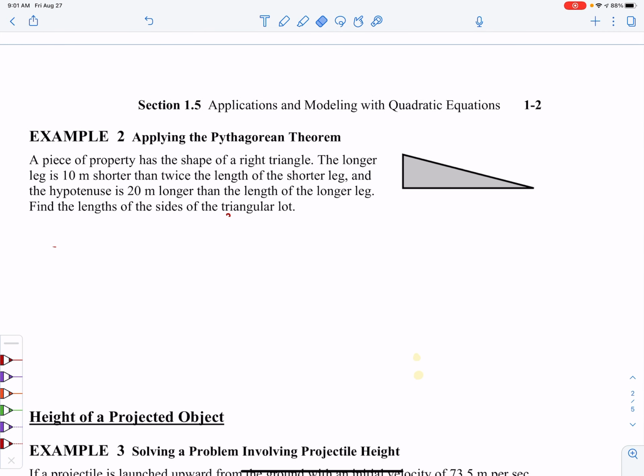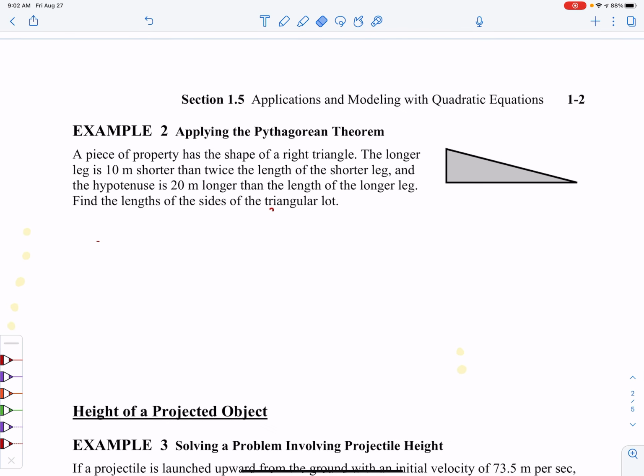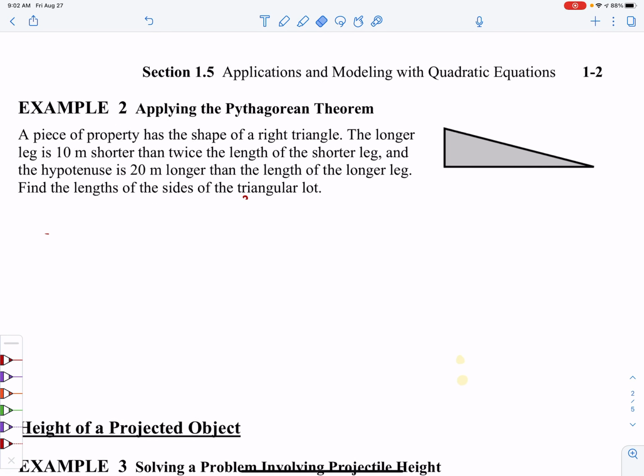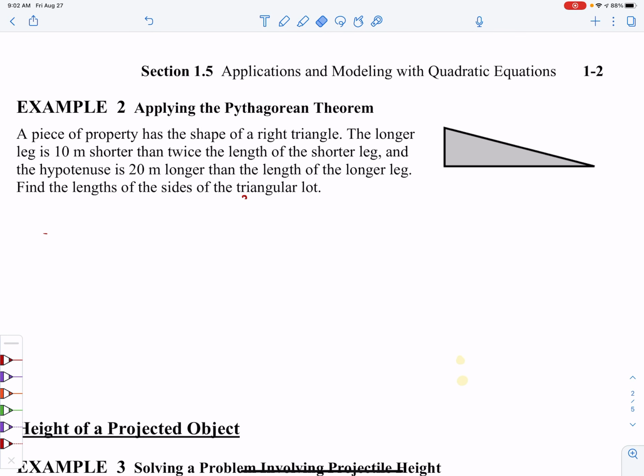It says we have a piece of property that is in the shape of a right triangle. The longer leg is 10 meters shorter than twice the length of the short leg. And the hypotenuse is 20 meters longer than the length of the long leg. Find the lengths of the sides of the triangular lot. Now, I read through that quite quickly, and so that's a little bit confusing. So what I want to do is pick through this piece by piece.